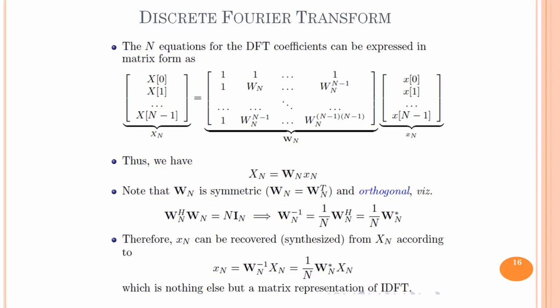And this twiddle factor also has many properties. Omega N is symmetric, so omega N is equivalent to omega N transpose, and orthogonal, omega N power H is equivalent to the identity matrix. So there we can find the inverse of your twiddle factor also, 1 over N omega N complex conjugate. This is one more way to write the discrete Fourier transform.